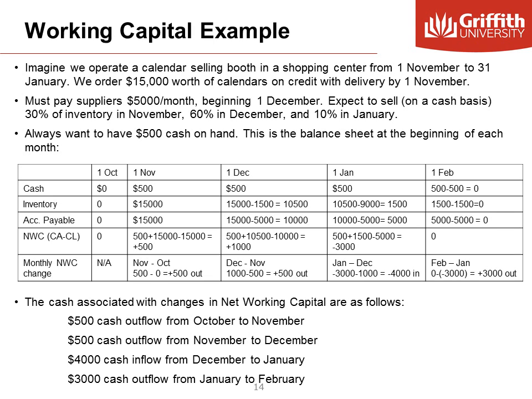This is an example of working capital adjustment. Imagine we operate a calendar selling booth in a shopping center from the 1st of November to 31st of January. We order 15,000 worth of calendars on credit with delivery by 1st of November. We must pay suppliers $5,000 a month beginning the 1st of December. And we expect to sell on a cash basis only 30% of inventory in November, 60% of inventory in December, and 10% in January. We must always have $500 cash on hand. This is the balance sheet at the beginning of each month.